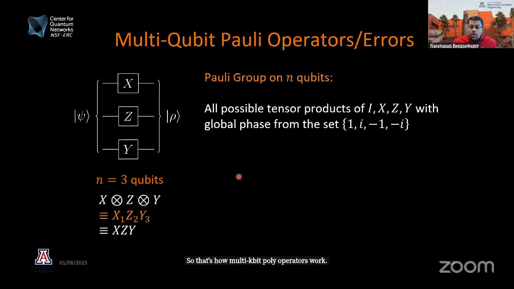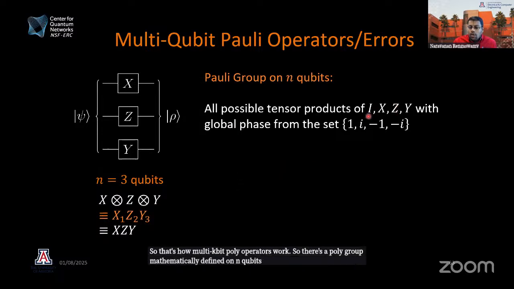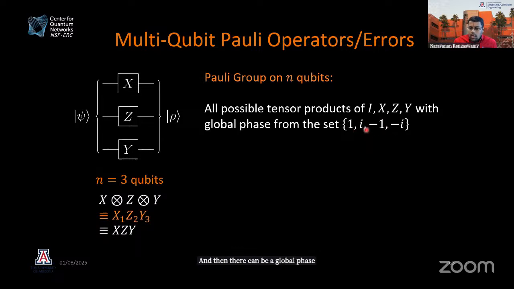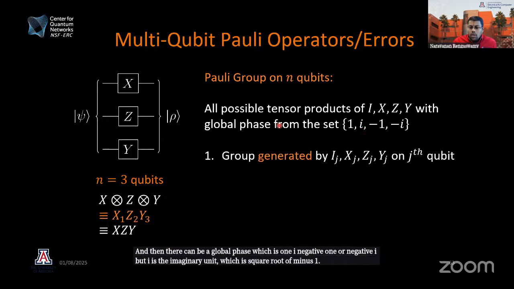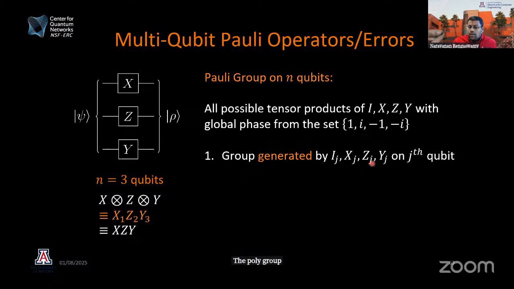There's a Pauli group mathematically defined on n qubits. It's basically all possible tensor products of the 4 single qubit Pauli operators, including the identity. So we saw the X, Z, and Y, but identity is also included. And then there can be a global phase, which is 1, i, -1, or -i, where i is the imaginary unit, which is square root of -1. The Pauli group is the group generated by these operators acting on each qubit.